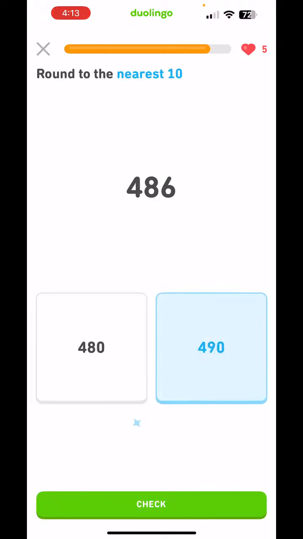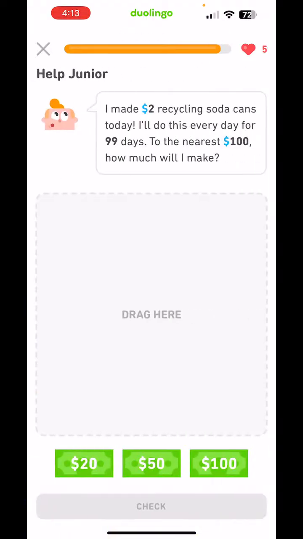Yeah, Ethan agrees. All right. We have a few more. I made $2 recycling soda cans today. I'll do this every day for 99 days. To the nearest $100, how much will I make?